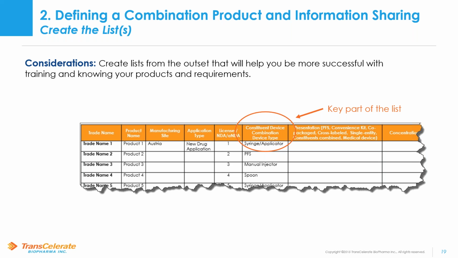Creating lists. Inevitably, you will need to create multiple lists. But where do you begin? First, you will need to define the intended purpose of each list. Depending on the intended purpose, those lists should contain, in terms of columns, for example, the products that are in scope. The primary mode of action is imperative. The manufacturing site, whether the product is single entity, co-packaged, cross-label, constituent products that will be combined in the future. Consider adding a column for other identifiers such as the license number, NDA, PMA, PMN, or the UID or UDI for a device.